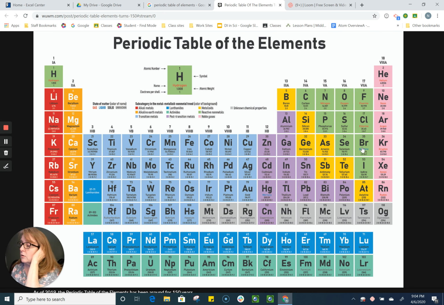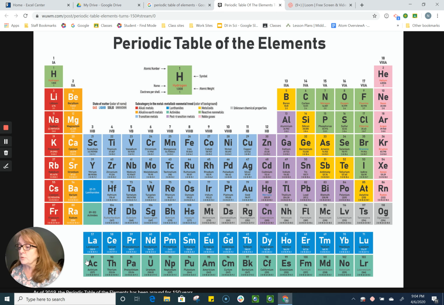Then your green here are your nonmetals, and these here are called the noble gases. They really don't like to bond with anything, and when I get through with the video today, I think you'll understand why. Each one of these squares represents a different element. And remember that there are 92 naturally occurring elements on Earth.